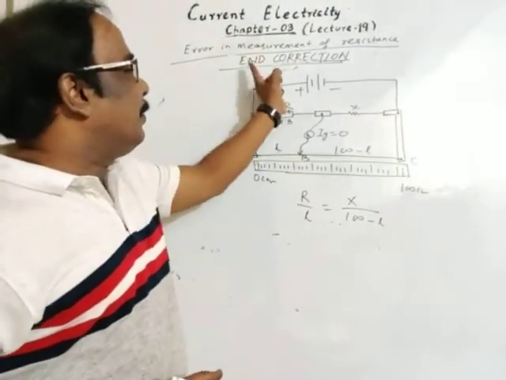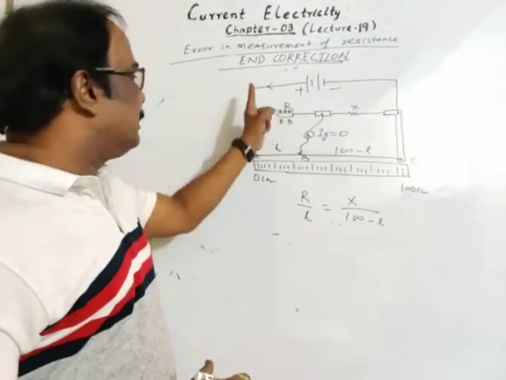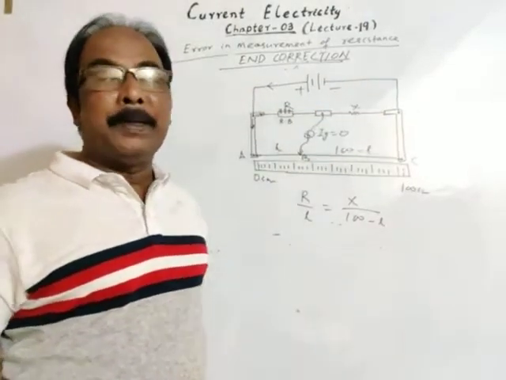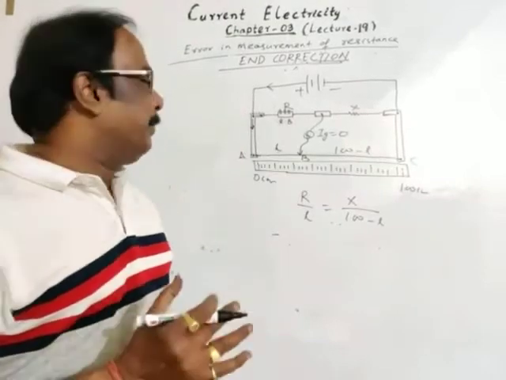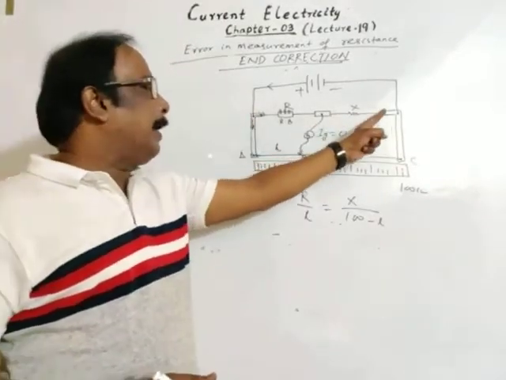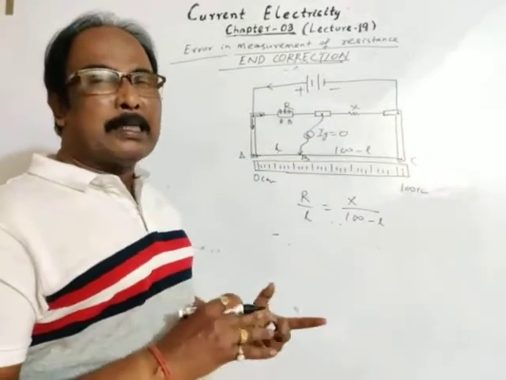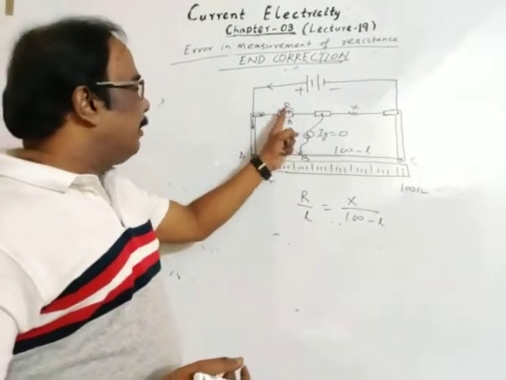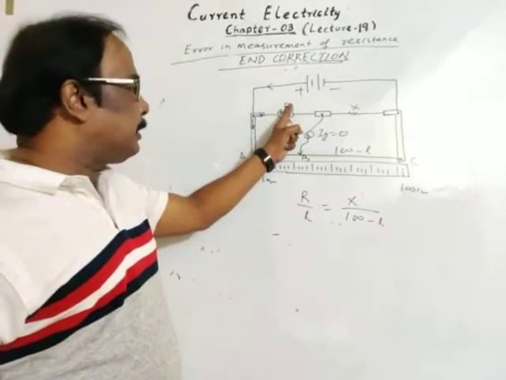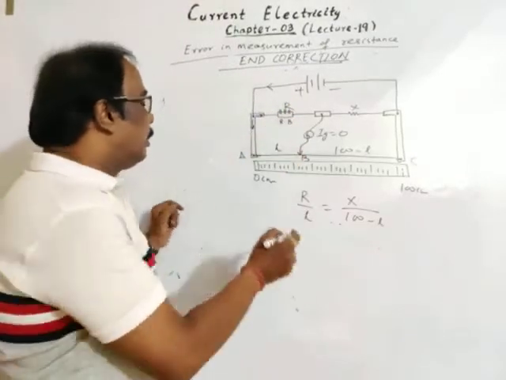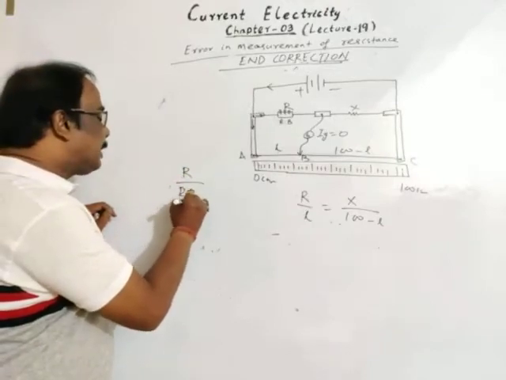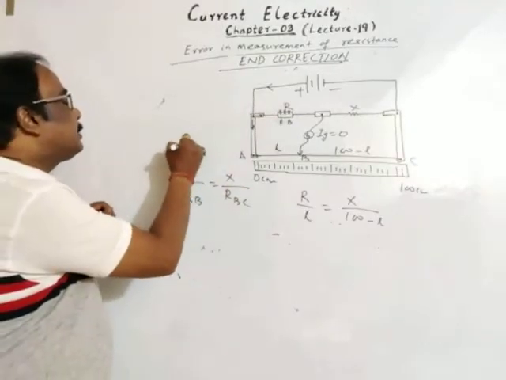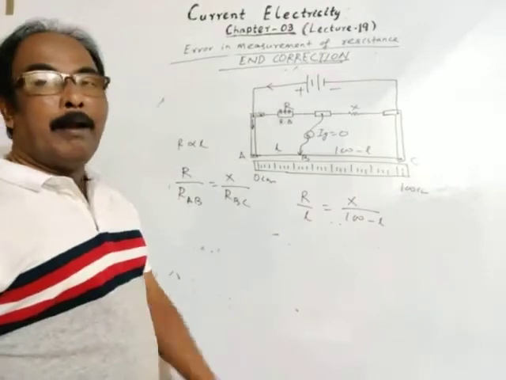Now we are discussing end correction. These are two ends, connected to terminals of a cell. So what is end correction? See, these are thick copper plates or thick copper wires. We have taken the resistance of a resistance box, fixed resistance R, and as we know, R divided by resistance of AB is equal to X divided by resistance of BC, and resistance is directly proportional to L. So this is our expression.